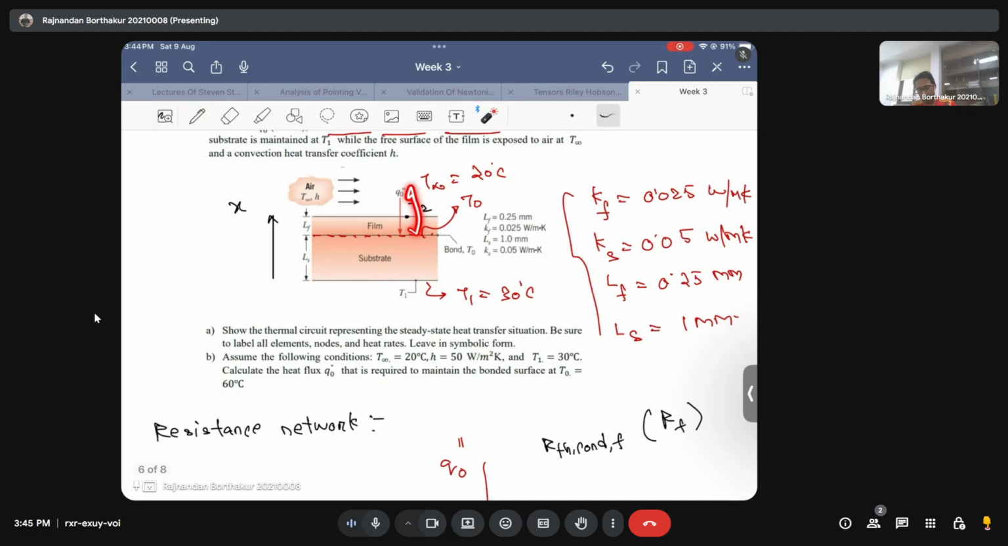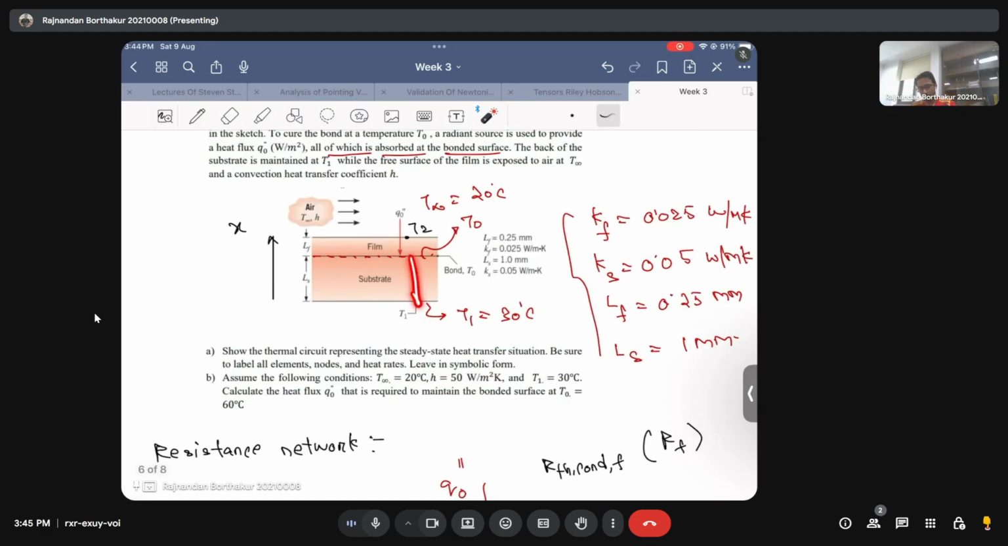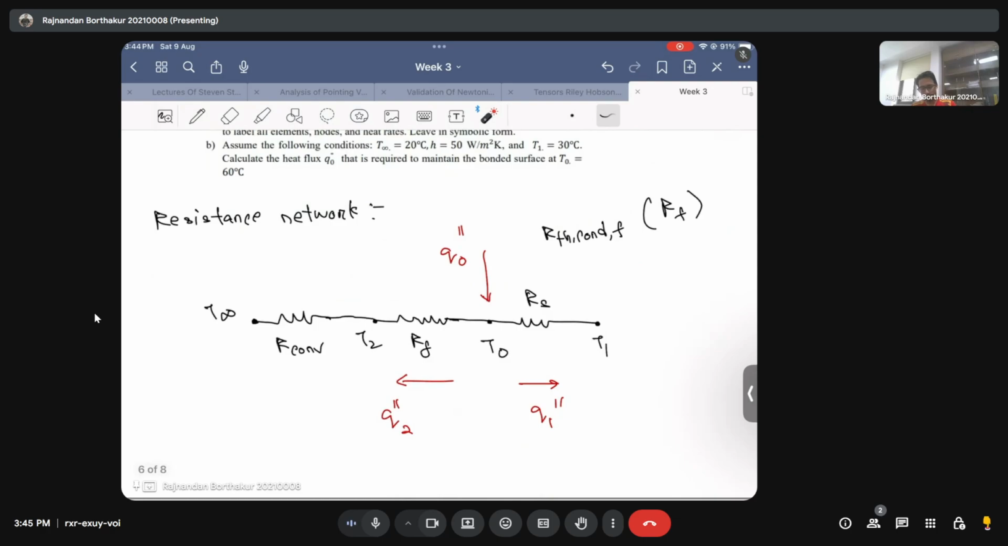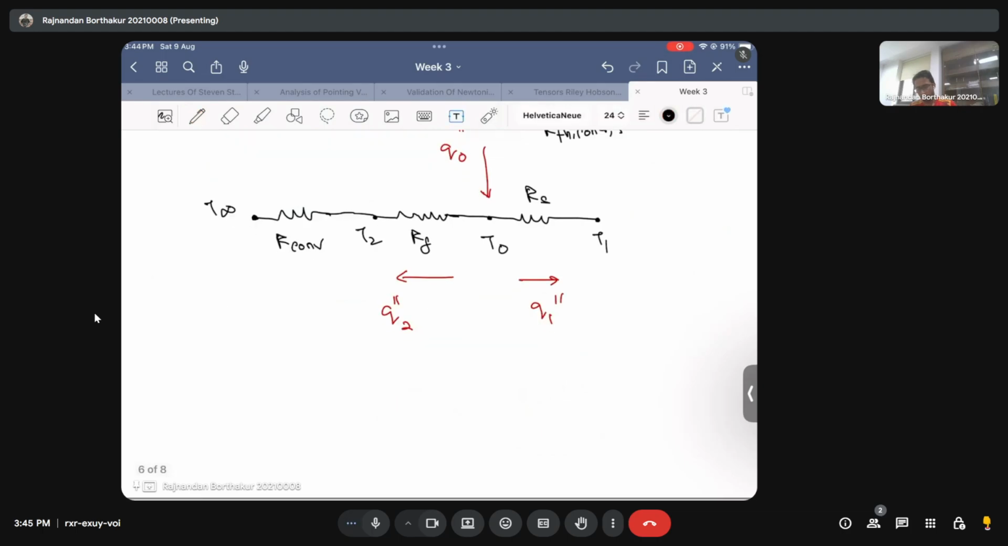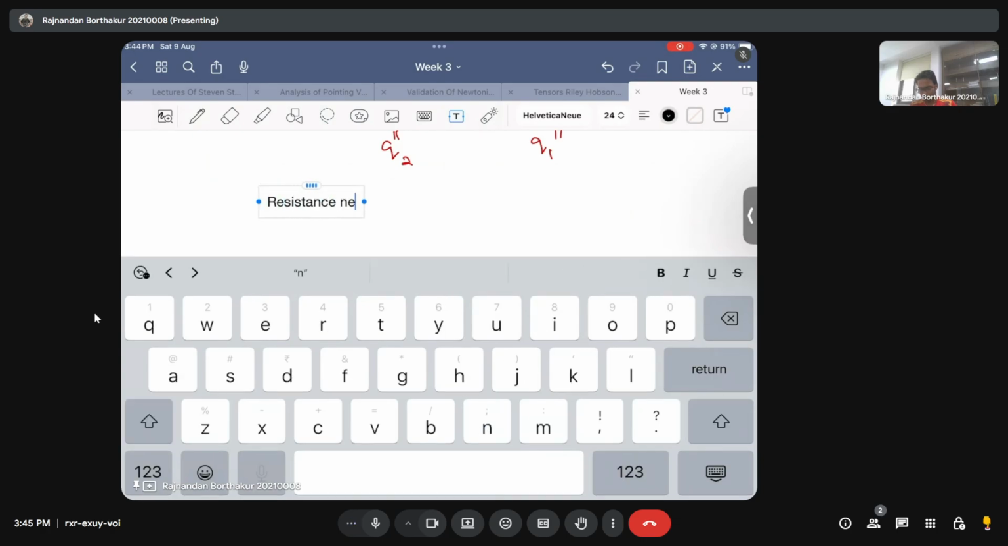Some part of it is being dissipated in this direction, that is towards the top side of the system, which is denoted by the flux Q2, and some part of it will get dissipated from the bottom surface of the substrate, which is denoted by the heat flux Q1 double prime. Okay, so this completes the resistance network of the system. Okay, so this is your resistance network of the problem.